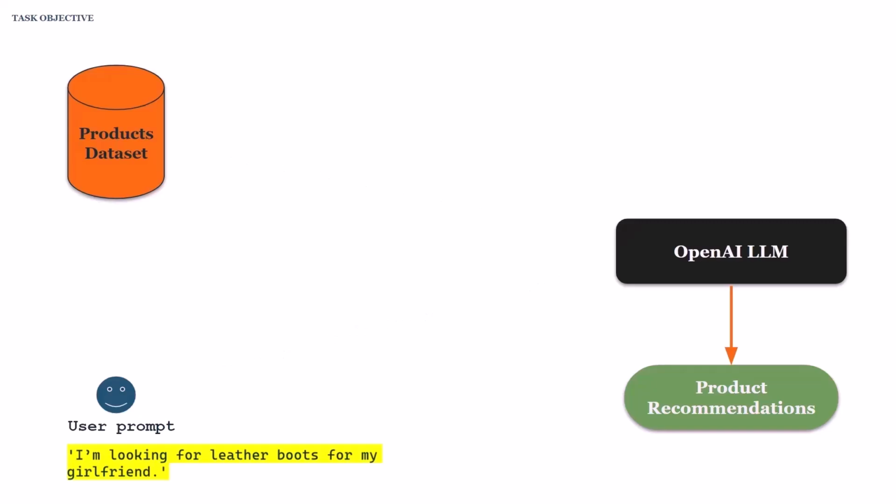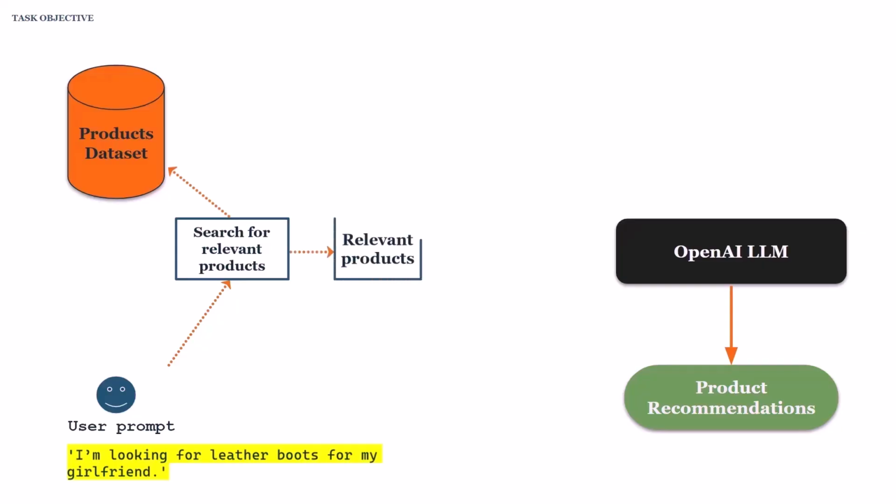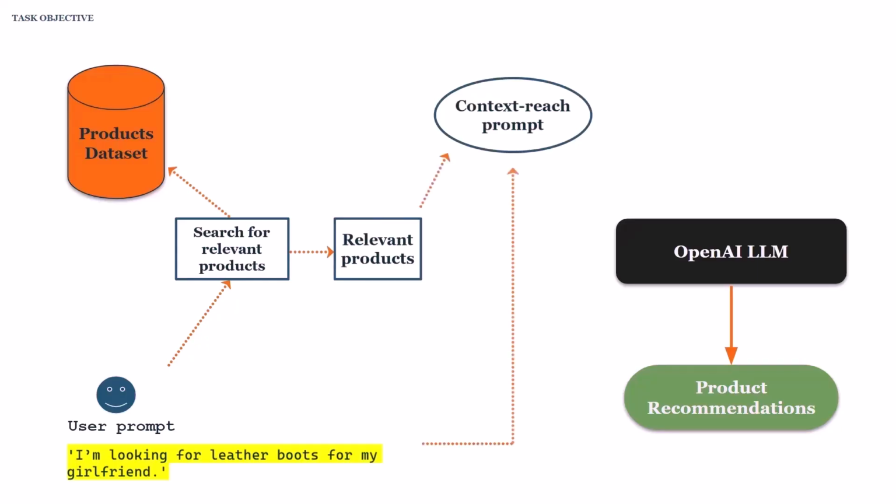Instead of sending the entire dataset to the LLM, we first search for the most relevant products by using text embedding and vector similarity. This narrows down the dataset to a small relevant subset. We then craft a context-rich prompt that includes the top 5 most similar products based on the user's request. With this tailored prompt, the LLM can generate accurate and personalized recommendations without overwhelming the model or exceeding limits.